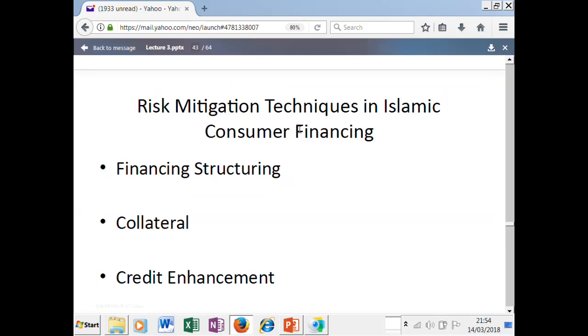So, risk mitigation techniques in Islamic consumer financing. Basically, we look at the financial structuring. How we structure the contract, for example whether you use PPA or something else, because the contract used will also reflect on the agreement. If you use ijarah, it is a lease, not a sale. So we have to look at the structure, because a sale is different, a lease is different, a loan is different.